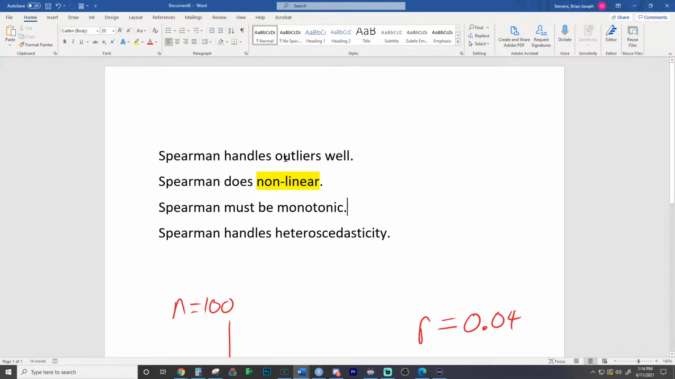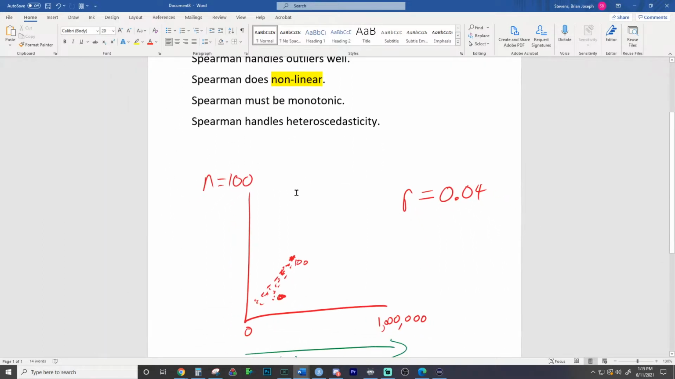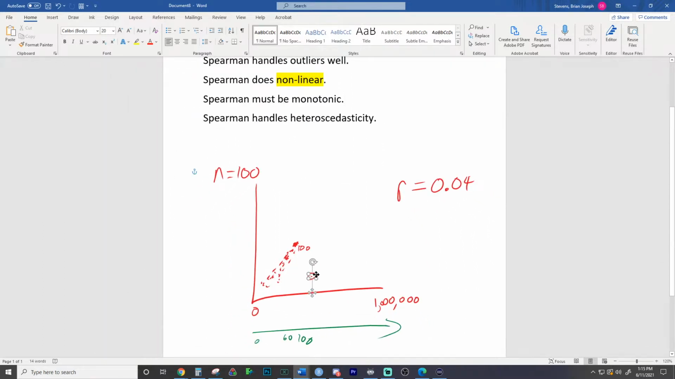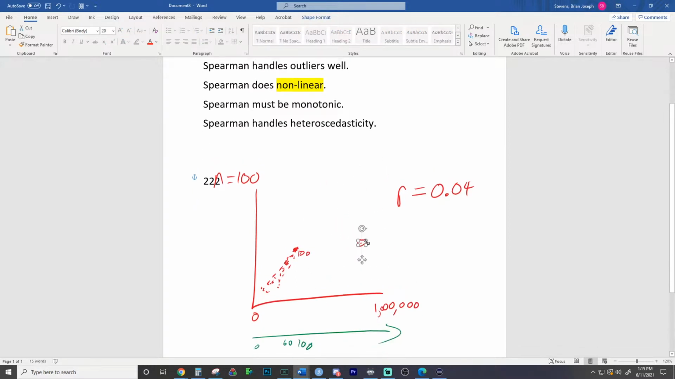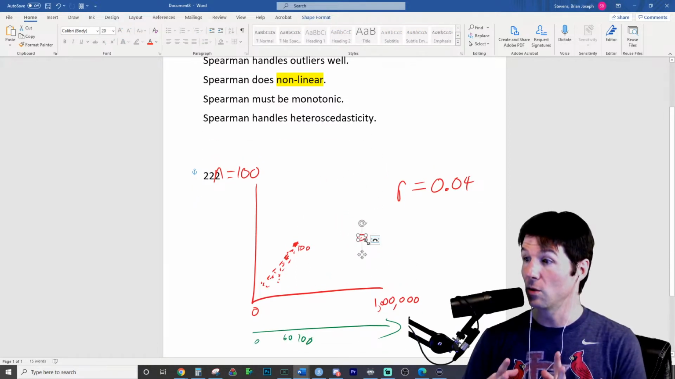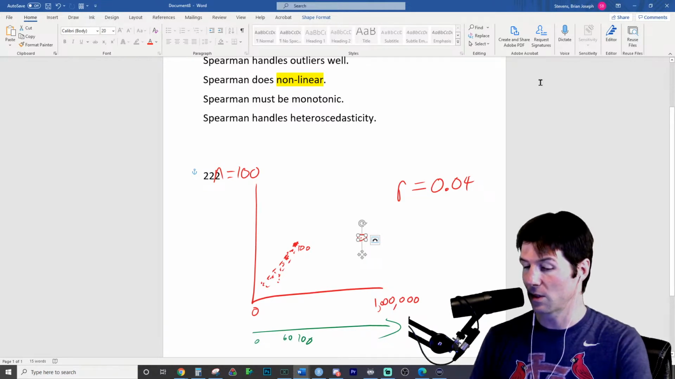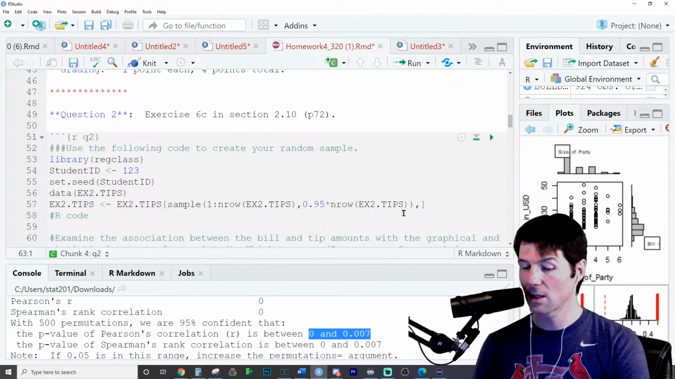But here's the main deal on Spearman right here. And remember, we talked about Spearman today and how we handle it. How this point right here was the 100th. How this point in Spearman is not going to influence it in an extreme way if we're using Spearman. Does that make sense for this one?